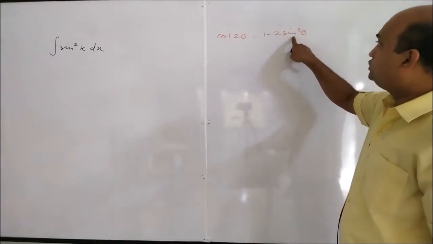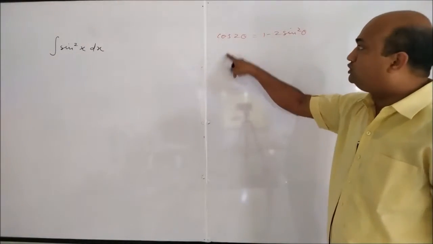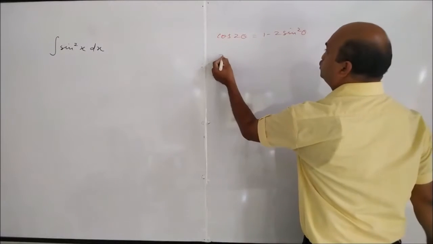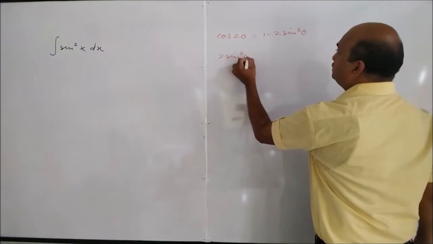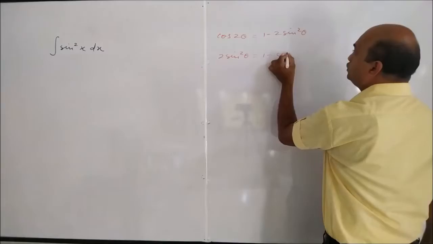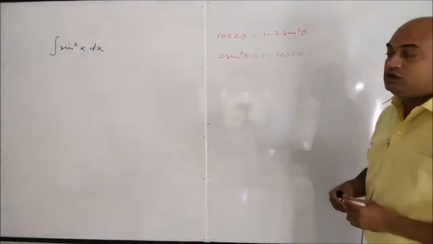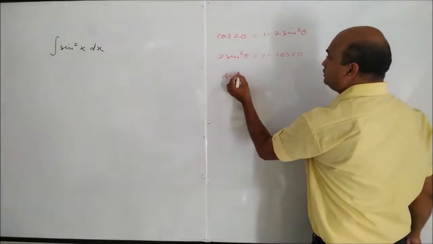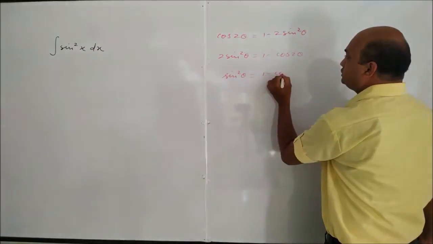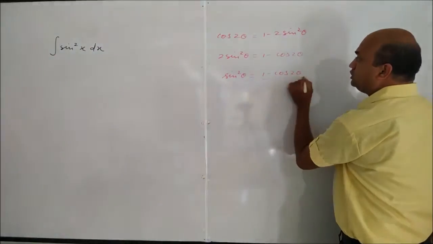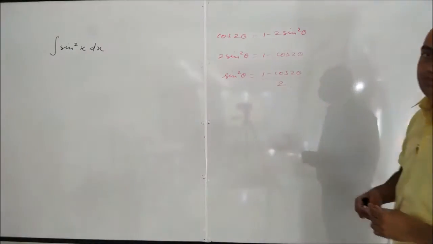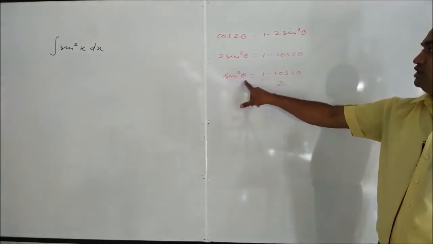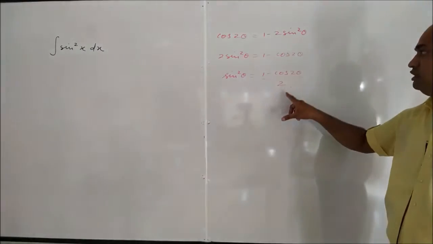This minus 2 sine square theta we shift here and cos 2 theta we shift here. So it will be 2 sine square theta is equal to 1 minus cos 2 theta. Now we divide by this 2, so we will get sine square theta is equal to (1 minus cos 2 theta) by 2. The value of sine square theta is (1 minus cos 2 theta) by 2.